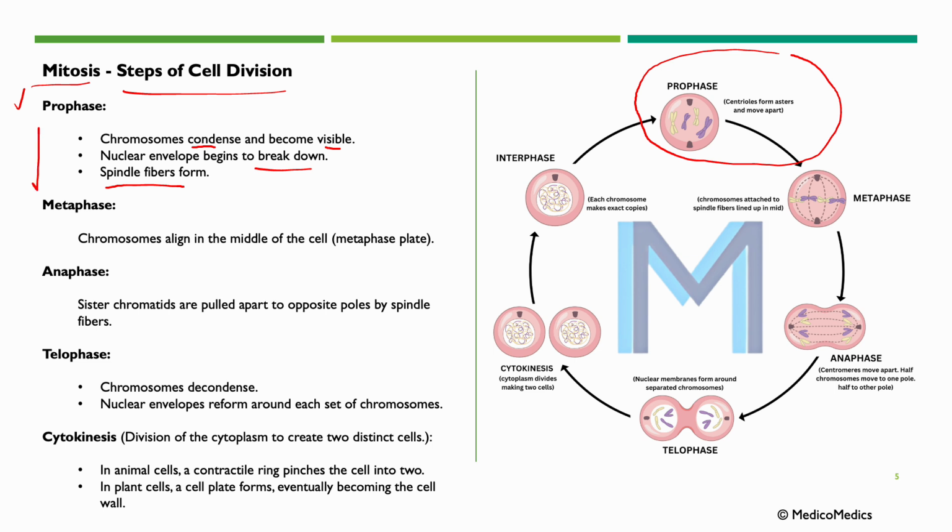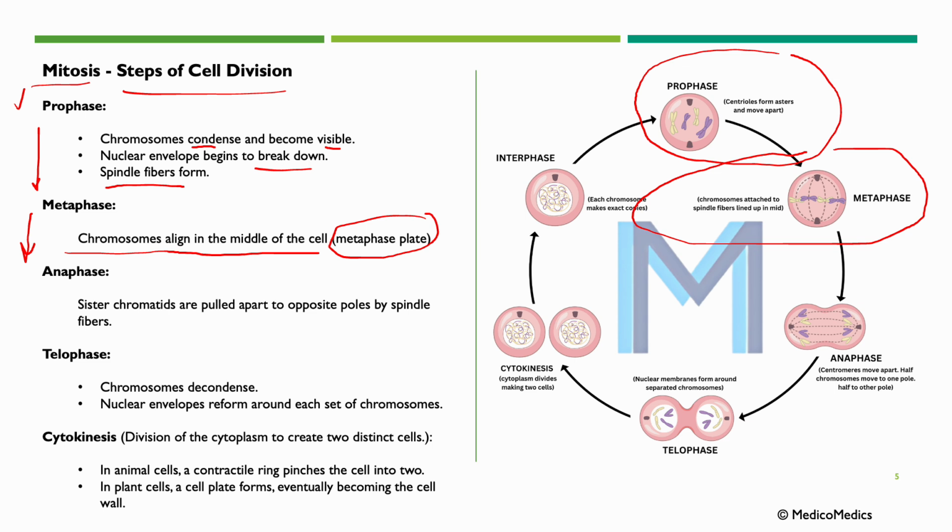Now we move to the second stage, which is the metaphase. And what is happening here? So the chromosomes attached to spindle fibers are lined up in the middle. So the chromosomes align in the middle of the cell. It's also called the metaphase plate. After this alignment is made, we then move into the anaphase, where sister chromatids are pulled apart to opposite poles by spindle fibers. So here, you see, chromosomes have become condensed and visible. The nuclear envelope has begun to break down. These spindle fibers are formed. These fibers then come into action. First, the chromosomes are aligned in the middle of the cell, and then they are pulled apart by these spindle fibers to the opposite pole or side.